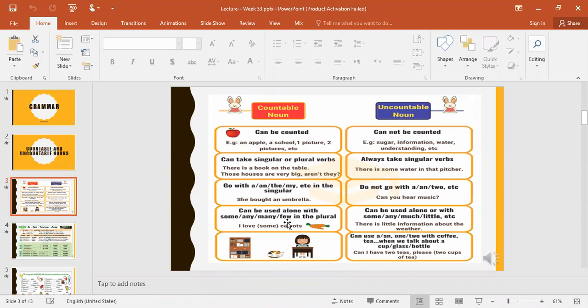We also talked about countable nouns which go with a, and my, and that uncountable nouns do not go with these. We talked about something very important, which is that uncountable nouns can be used with one or two when we are talking about a cup or a glass or a bottle. So when we say a bottle of water or 2 cups of tea and so on.